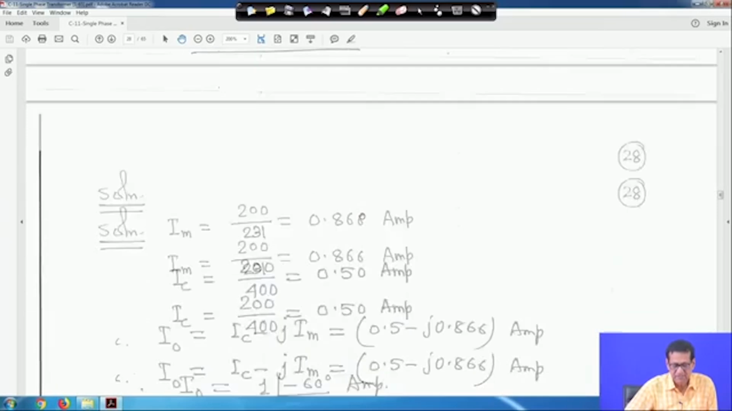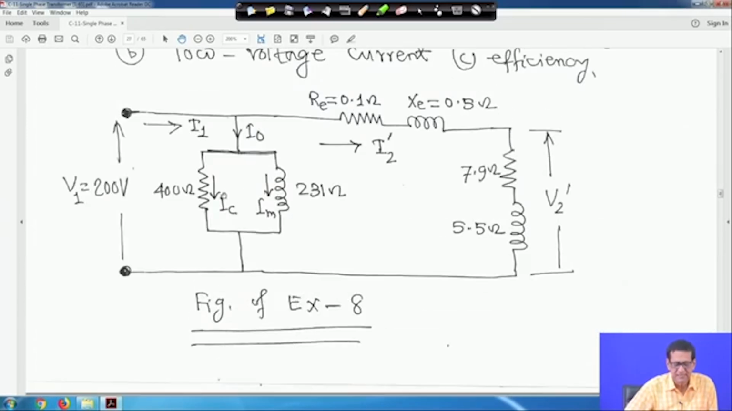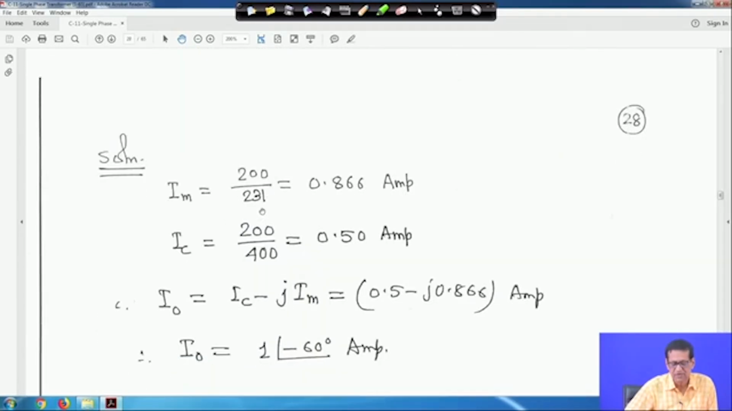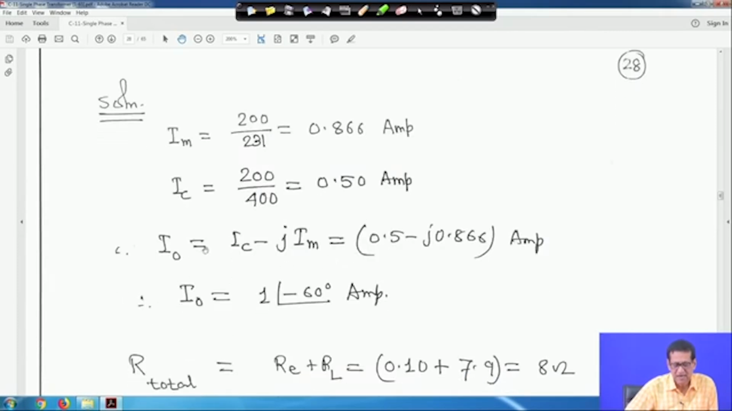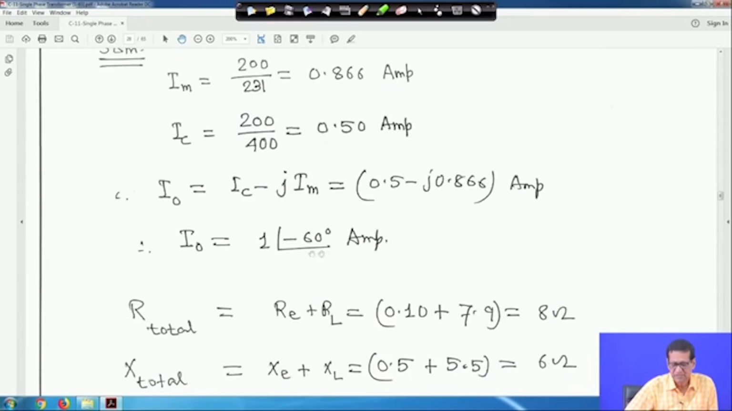Now IM is equal to, it is a parallel circuit, so IM is equal to 200 by 231, which is 0.866 ampere, and IC is equal to 200 by 400, so 0.5 ampere. We know that I0 is equal to IC minus jIM, so it is 0.5 minus j0.866 ampere. So I0 has magnitude 1 and angle minus 60 degree ampere.